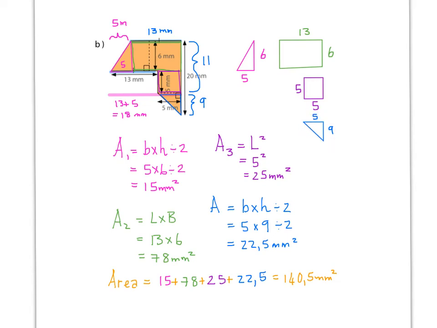Remembering to use the correct formulas. So for a triangle, it's base times height divided by 2. For a rectangle, it is length times breadth. A square is length squared, or you can say length times breadth. It doesn't really matter. And for the area of the last triangle, base times height divided by 2. Add them all up and you should get 140,5 millimeters squared.